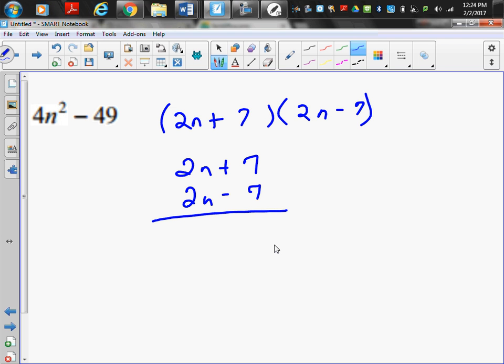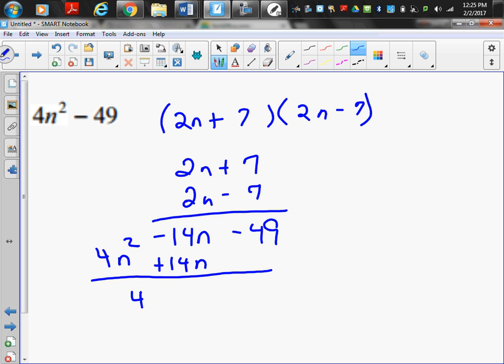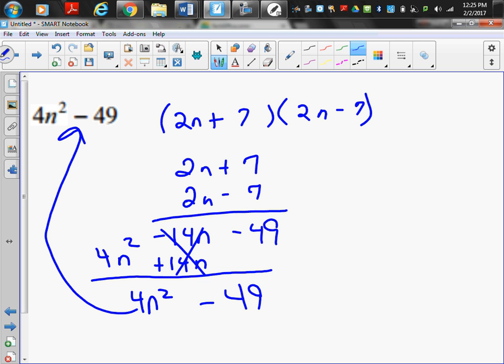Negative 7 times positive 7, negative 49. Negative 7 times positive 2n, negative 14n. 2n times 7 is positive 14n. 2 times 2 is 4. n times n is n squared. 4n squared, that goes away, minus 49. Is it back to where we started? Yes.